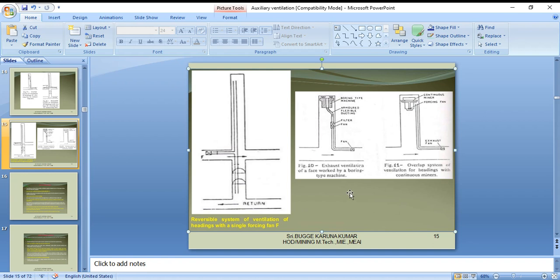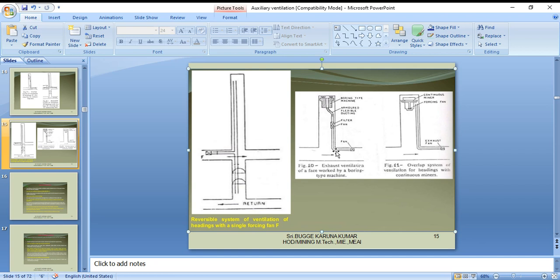Exhaust ventilation of face worked by a boring type machine. For example, because headings are made not by the drilling and blasting method, they may be advanced to speed up activity. AM50s, road headers are working there. Different models, continuous miners also sometimes they are using, so long headings can use. So particularly road headers, they may be boom type or square type ball type cutters. So when explosives and drilling are not used, at that time, more dust can be expected rising there.